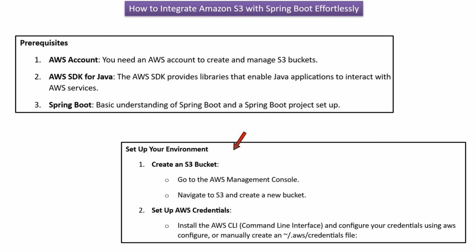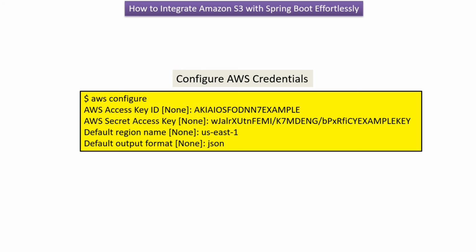Next, you have to set up your environment. Create an S3 bucket. Go to the AWS Management Console, navigate to S3, and create a new bucket. And you have to set up AWS credentials. How to set up AWS credentials? I have created a separate video. Please see the link in this video description. You can configure AWS credentials using the aws configure command. It will ask for the access key ID, secret access key, region name, and output format that you have to provide.